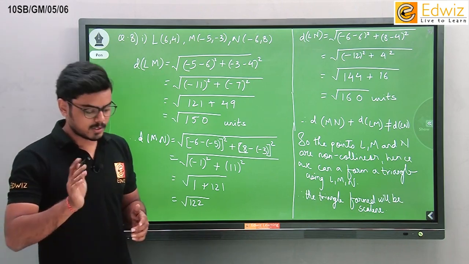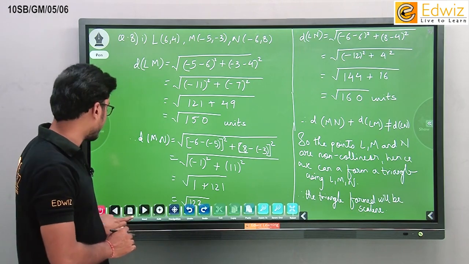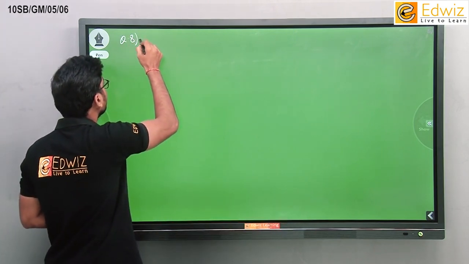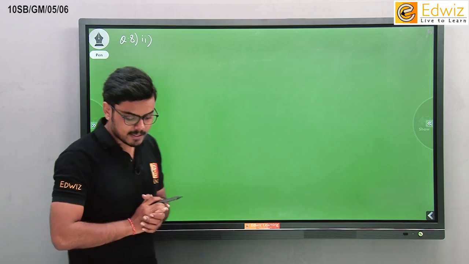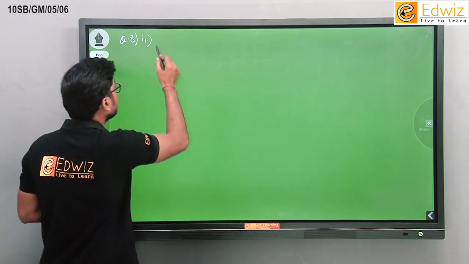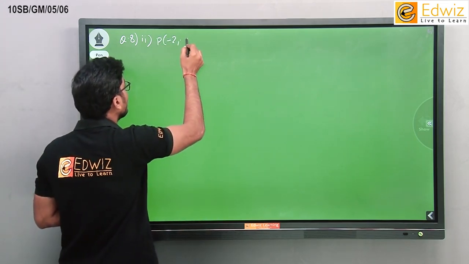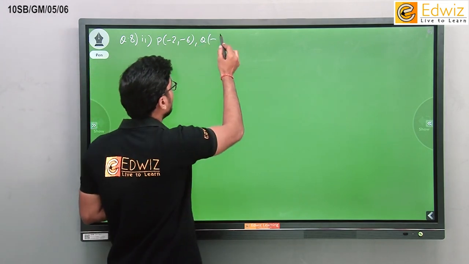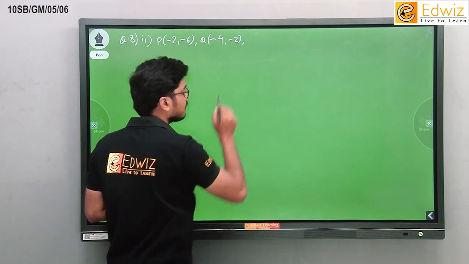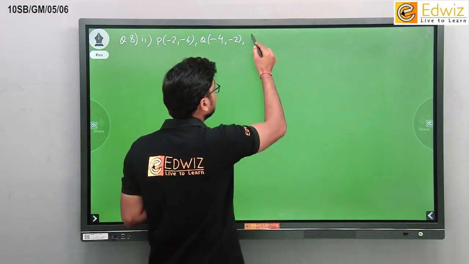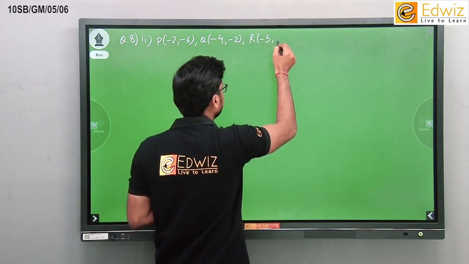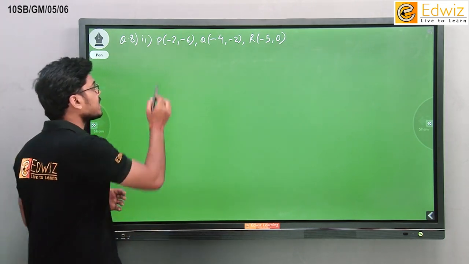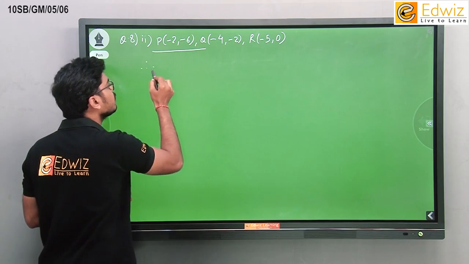Okay students, moving on to the second sub question in question number 8. The second sub question is point P (-2, -6), point Q (-4, -2), point R (-5, 0). Okay, these are the 3 points given to you. Once again, using the same logic, first find out distance PQ.